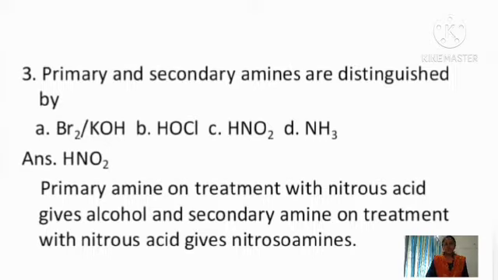And again, when a primary amine undergoes treatment with nitrous acid, the main product is an alcohol. But when a secondary amine is treated with nitrous acid, there is an elimination of a water molecule and it results in the formation of a nitrosoamine. So option C is correct, that is HNO2.